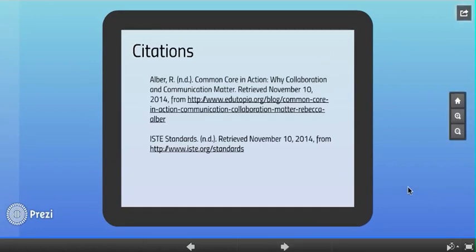And that is what I found about collaboration and communication in digital citizenship.